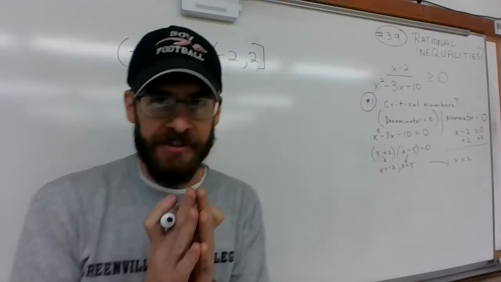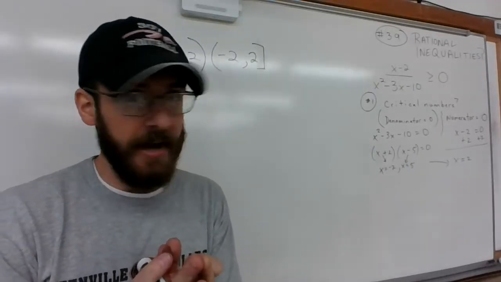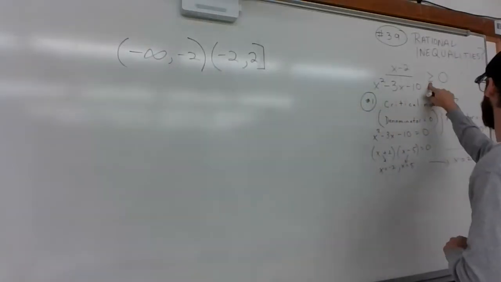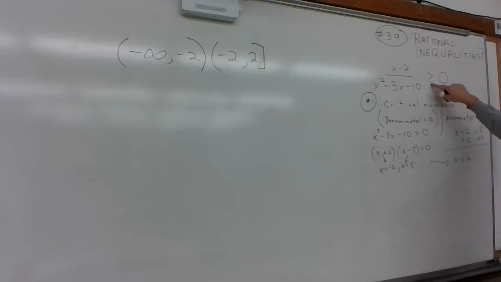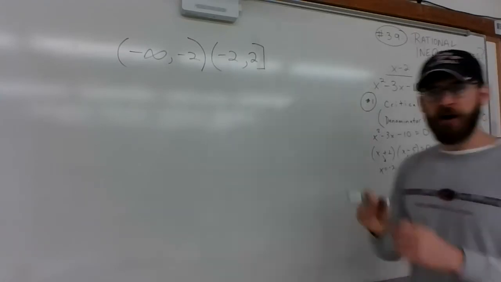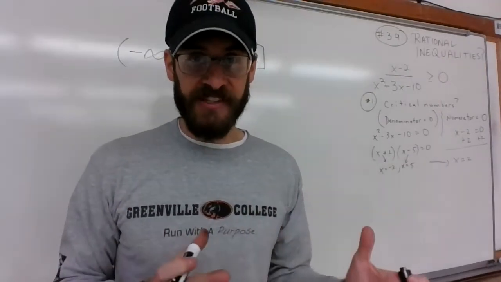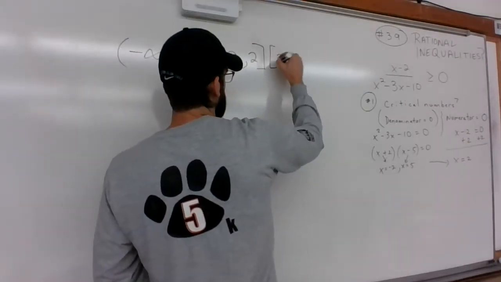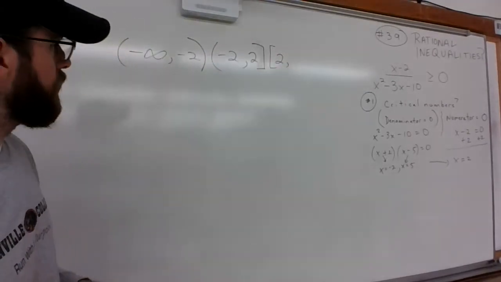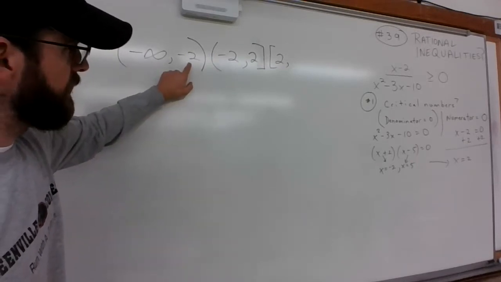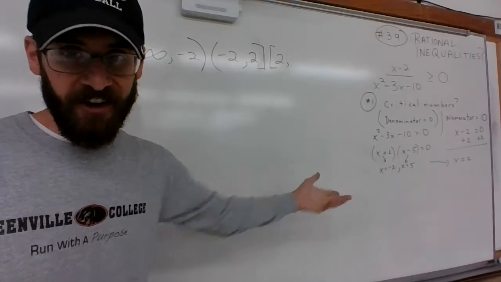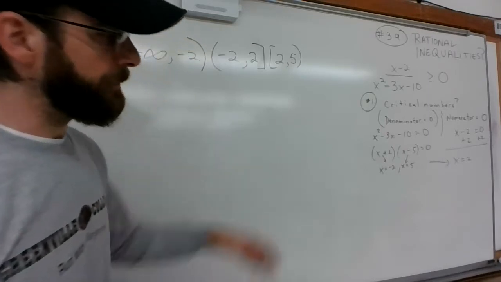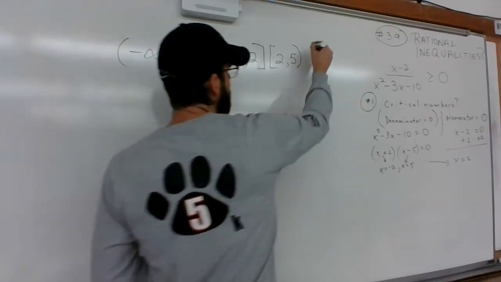I want to make this very clear. The numerator does not always get brackets. Follow the symbol to decide between brackets or parentheses on the numerator critical numbers. So we took a pit stop at negative 2, then again at 2. We've got to do it at 5, with a parenthesis because it was in the denominator, and then 5 to infinity.